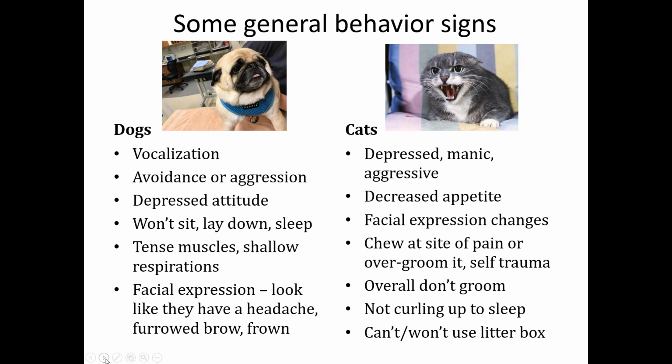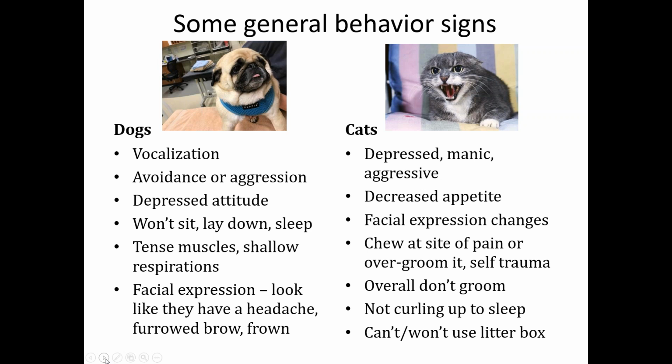Cats, their ears will drop, and there's the Glasgow pain scoring, which we'll come to in a minute, that has some nice things where you actually circle the cat's facial expression. So that's pretty useful. Cats, a lot of times if they're painful, don't want to use the litter box. They either can't use it because of their disability, or they just won't because they don't want to get up and move around.